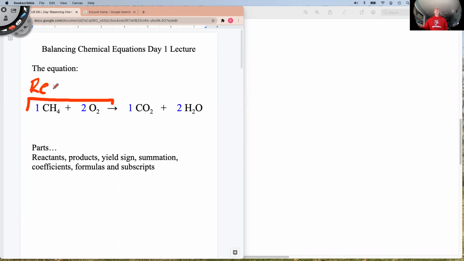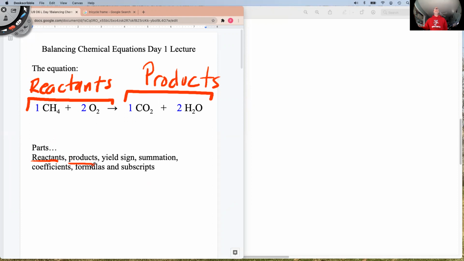These guys over here are called the reactants. Reactants are what react or mix together in a reaction. They're the things that mix together. The other side, we call the products. The products are what are getting produced. So reactants react together, and products get produced or get made.